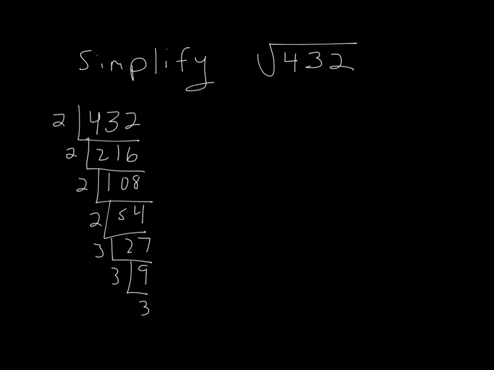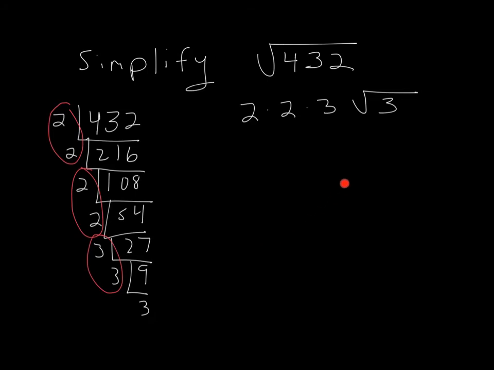So we're looking for pairs. We have a pair of 2s, we have another pair of 2s, and we have a pair of 3s. Each pair comes out as one single. So it's going to be 2 times 2 times 3. And then the only thing that wasn't allowed to come out is this lonely 3 right here. That 3 goes there. This pair of 3s escapes as a 3. This pair of 2s escaped as a 2, and this pair of 2s escaped as a 2. If you have more than one thing escaping, then you multiply them all together.